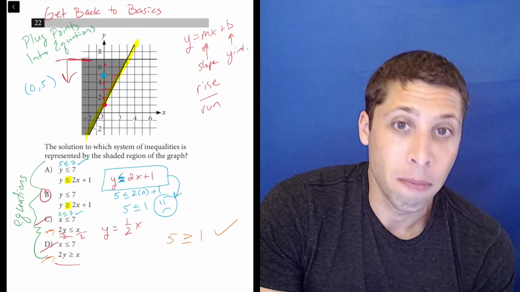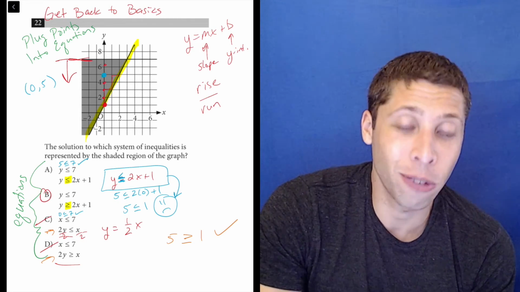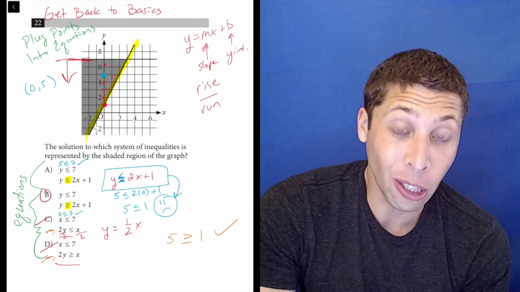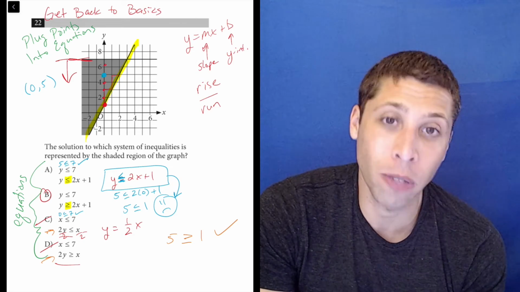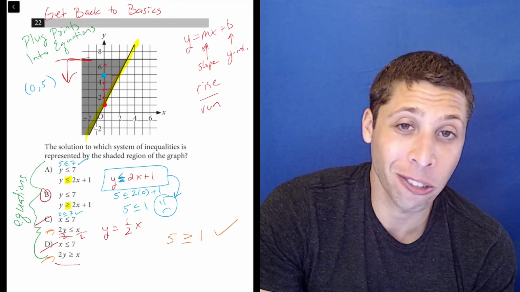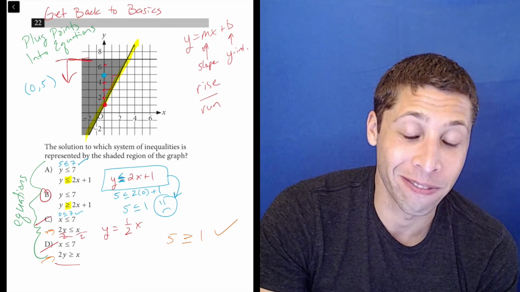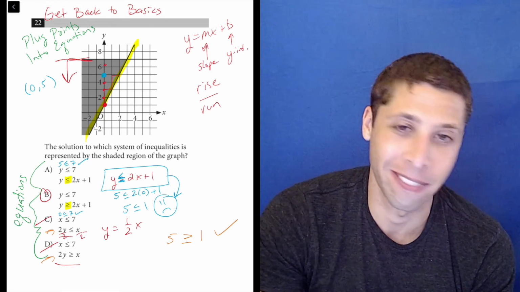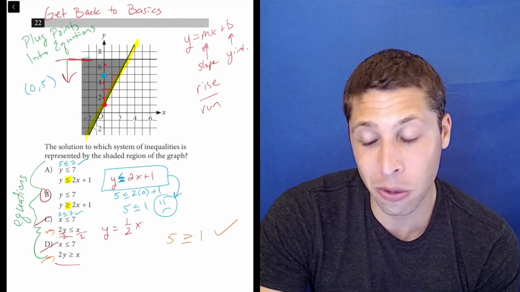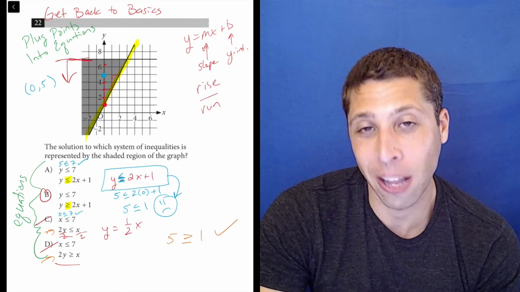So plug points into equations is a really useful strategy because it works on so many different kinds of things, including inequalities where the points we're plugging in can be anywhere from the shaded region. They could also be from without the shaded region, and we could see if the point fails, but we're not going to worry about that for now. Plug points into equations when you're unsure what to do, and you notice that you've got equations, and you notice you've got points.